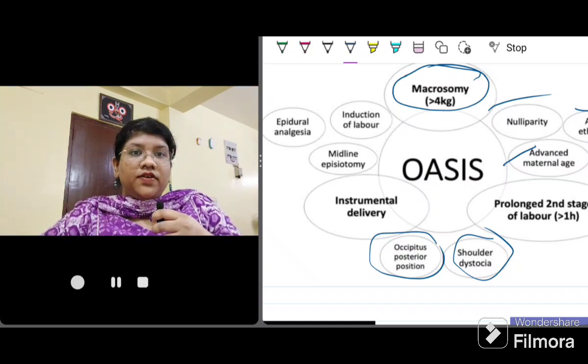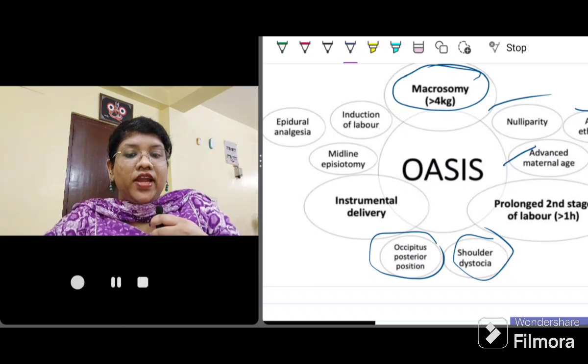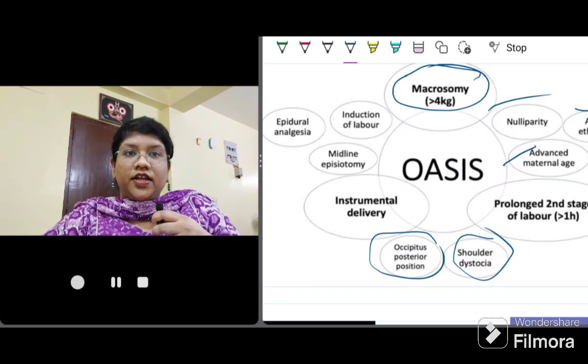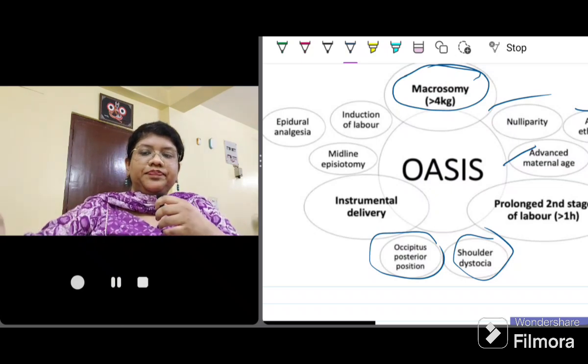Then surgical trauma, very important. If she has a past failed surgery of anal canal or perineum, or any previously failed perineal tear repair of third and fourth degree, these can again lead to OASIS in the subsequent delivery.